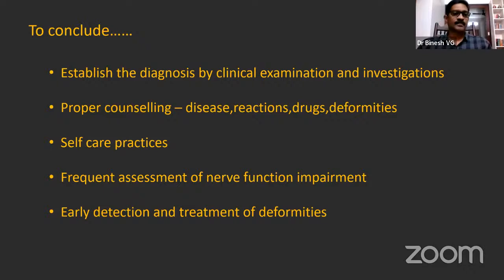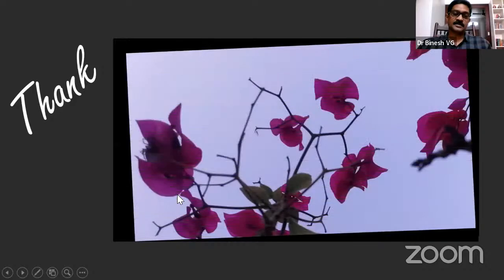So to conclude, we establish the diagnosis of Hansen's disease by clinical methods and investigations. And once we diagnose, proper counseling regarding the disease process, reactions, the drugs, their side effects, and the duration, and also regarding the deformities, the prevention of deformities and self-care practices are important. We have to do frequent assessment of nerve function, and it is important to detect and treat the deformities early. So thank you for the patient listening.